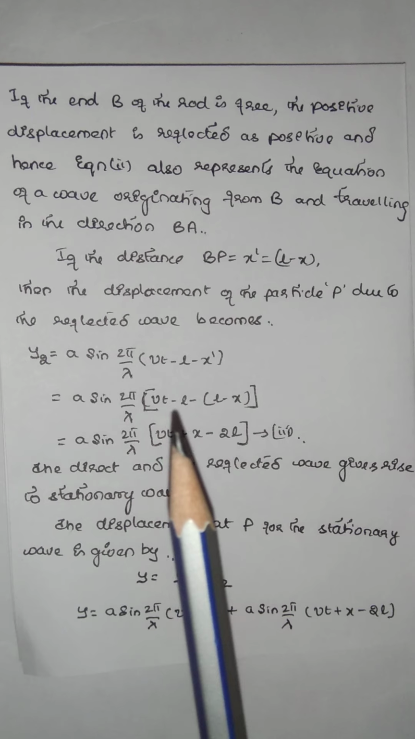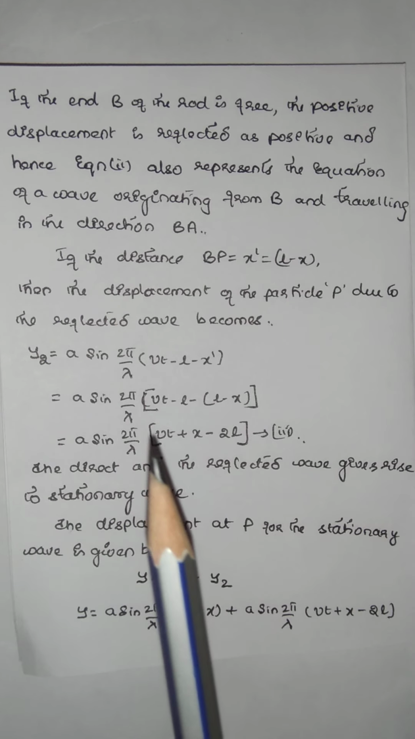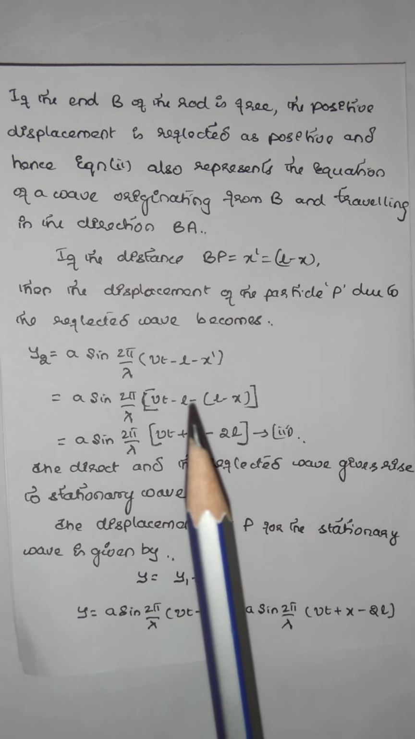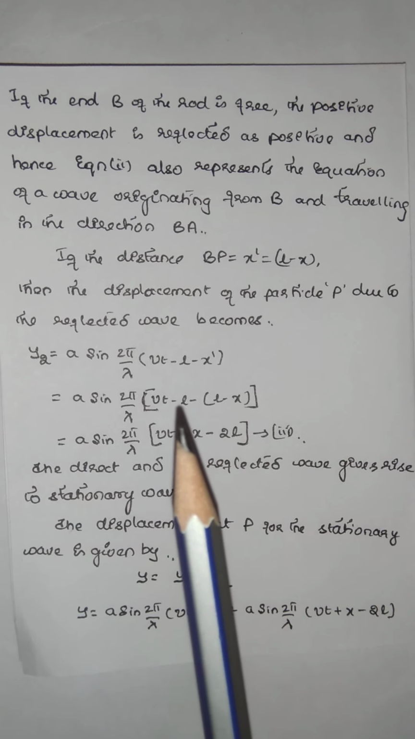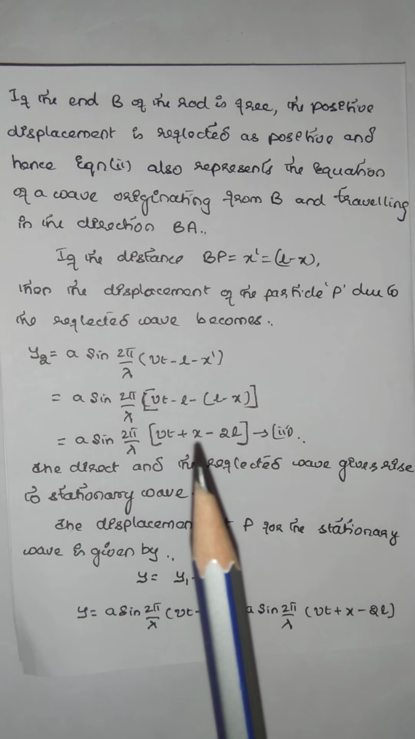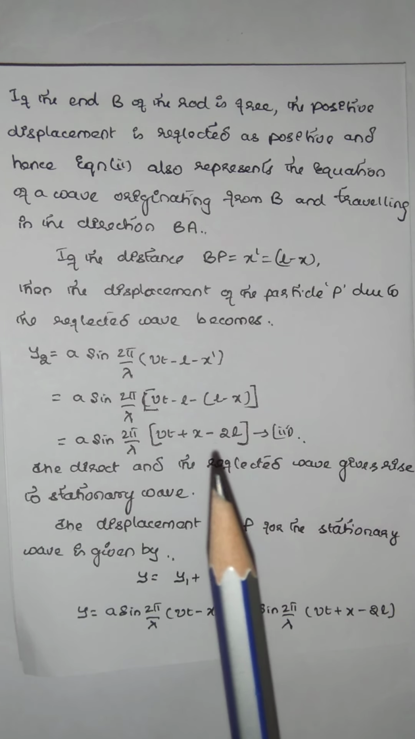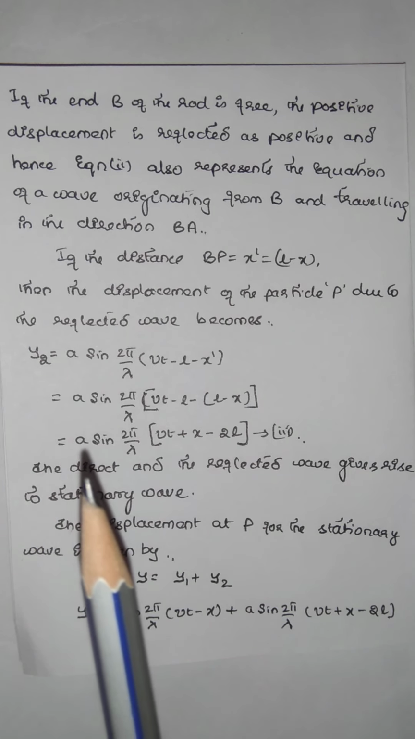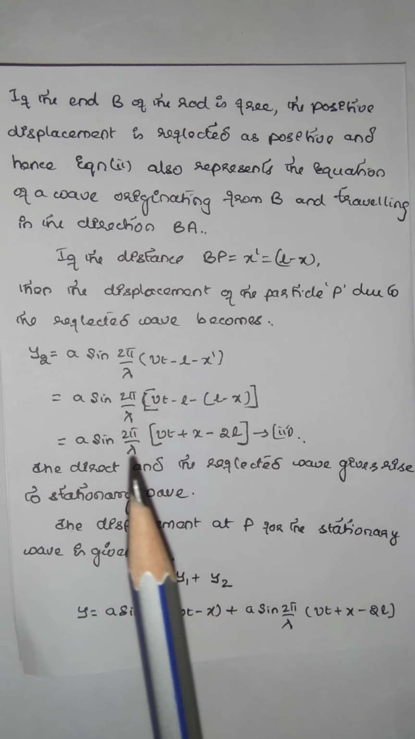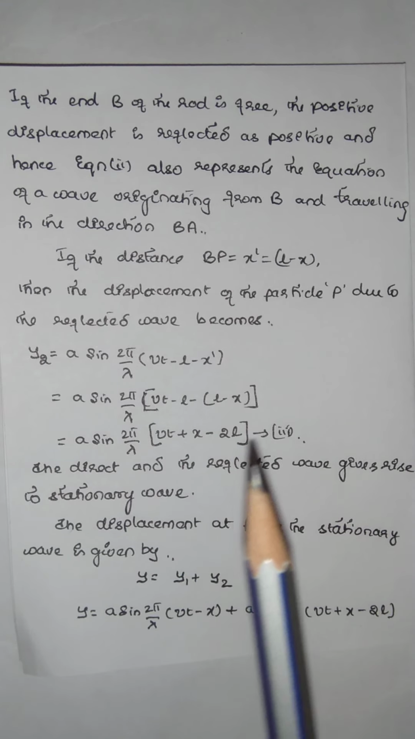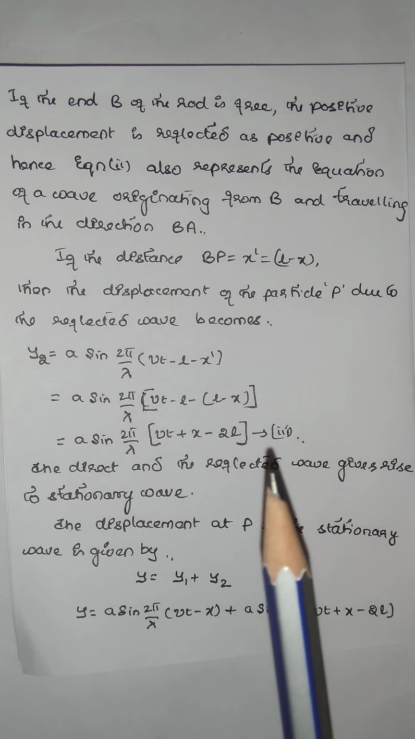Now, on simplification of this term, Vt minus L is minus 2L. Minus into minus is plus, it is given by plus x. Therefore, it is given by Vt plus x minus 2L. Therefore, the displacement y2 is equal to a sin 2 pi by lambda into (Vt plus x minus 2L). Let us call this the third expression.